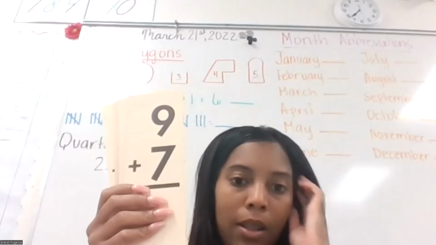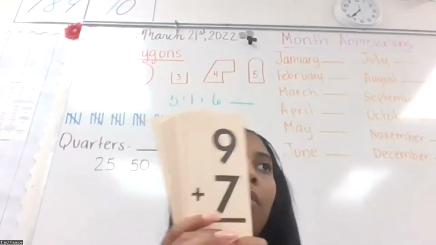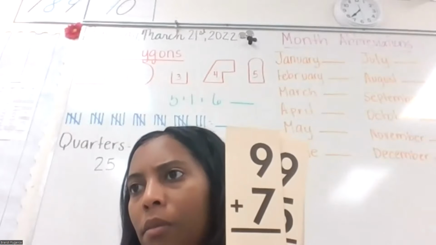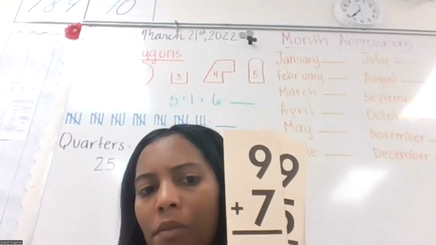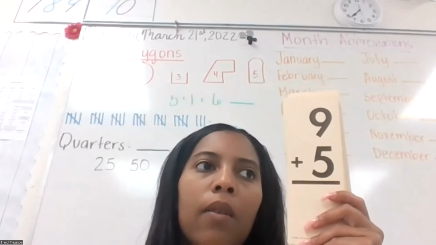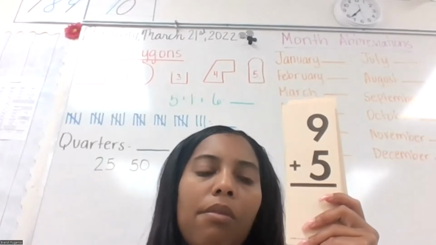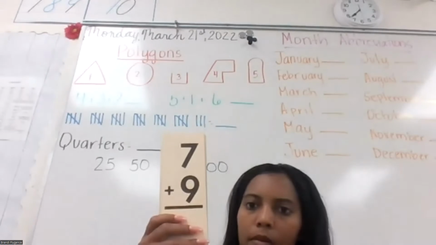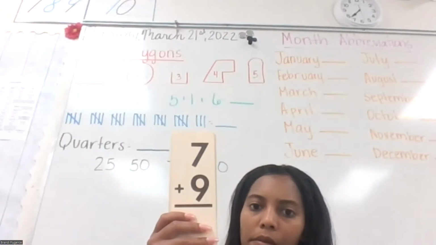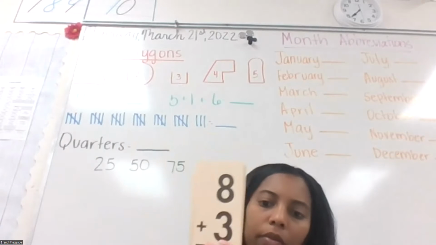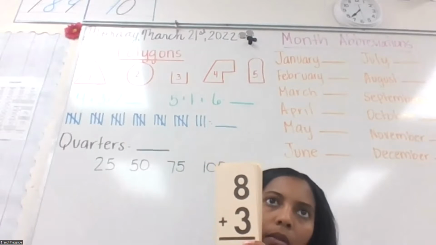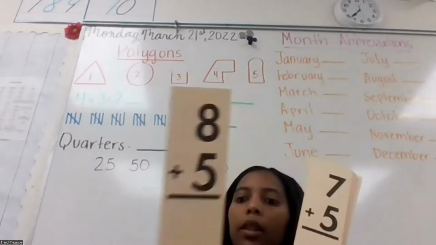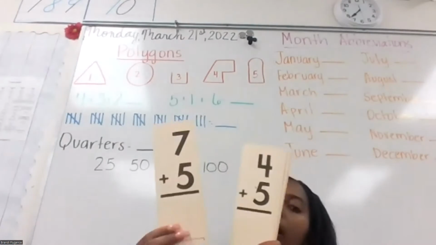13. 9 plus 7 equals 15. Count it again. 16. 9 plus 5 equals 14. 7 plus 9 equals 16. 8 plus 3 equals 11. 8 plus 5 equals 13. 7 plus 5 equals 12.